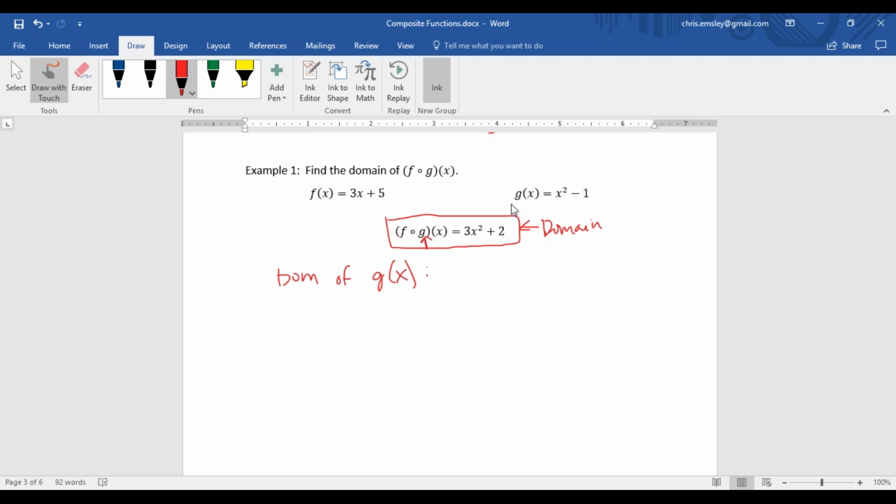And this one, our g of x over here, no even roots and no variables in the denominator. So we don't really have any restrictions on this domain. The domain of g of x is just going to be all real numbers, or in interval notation, negative infinity to infinity. And then we need to figure out what the domain is of that new function that we calculated, f of g.